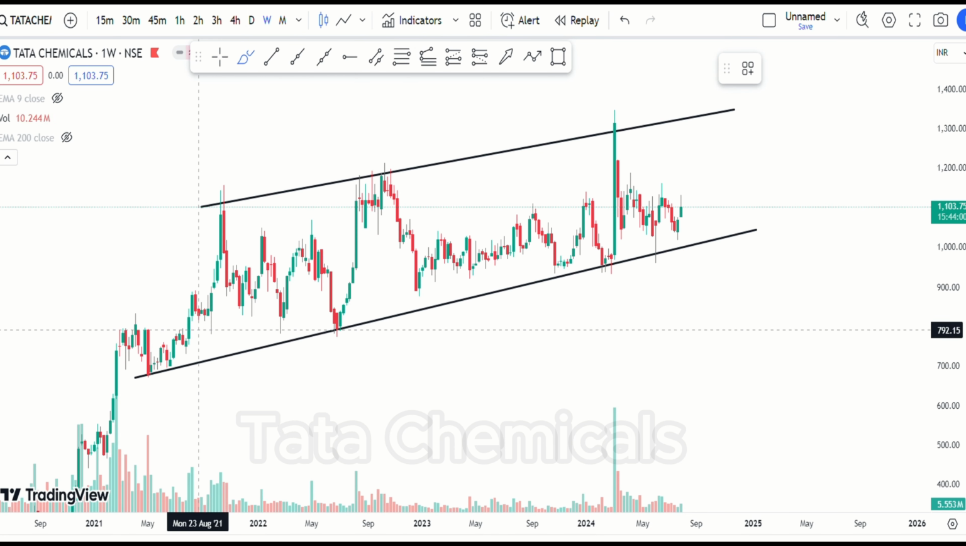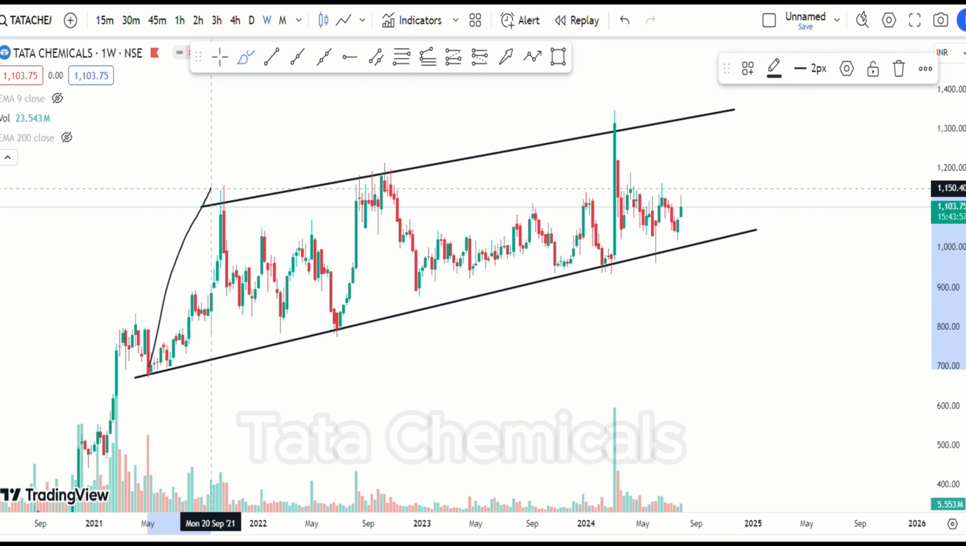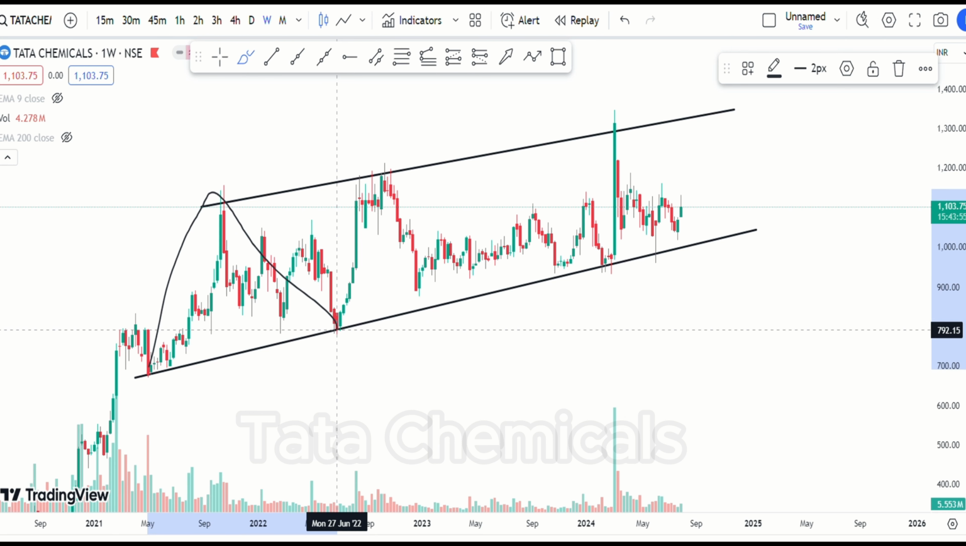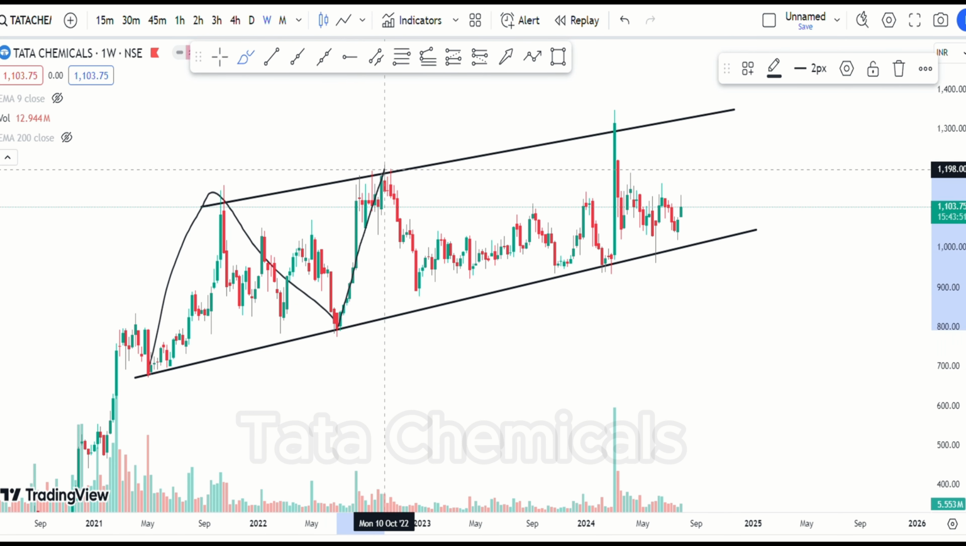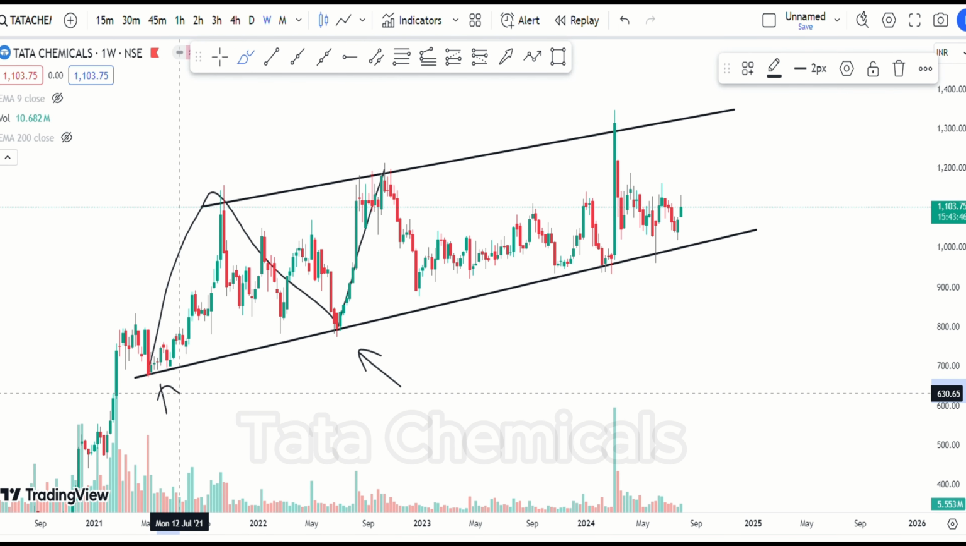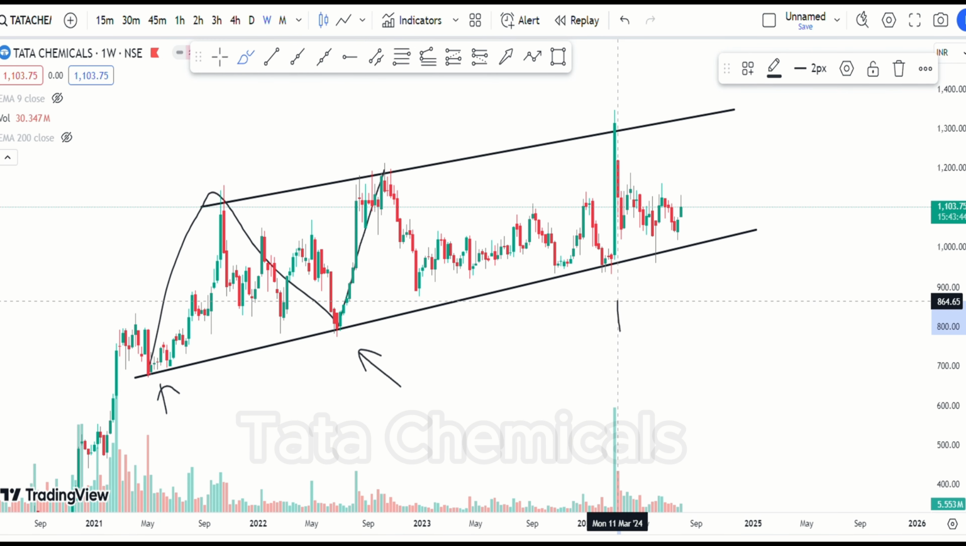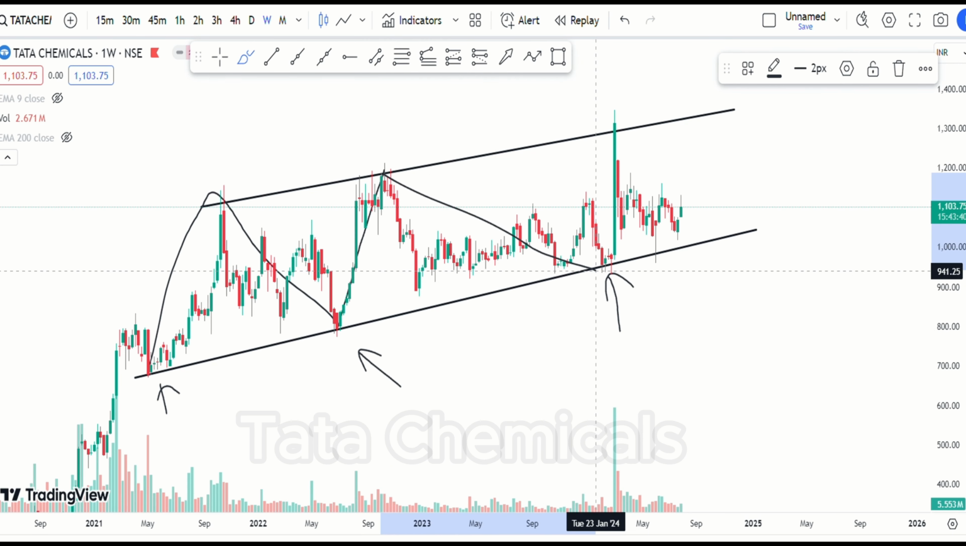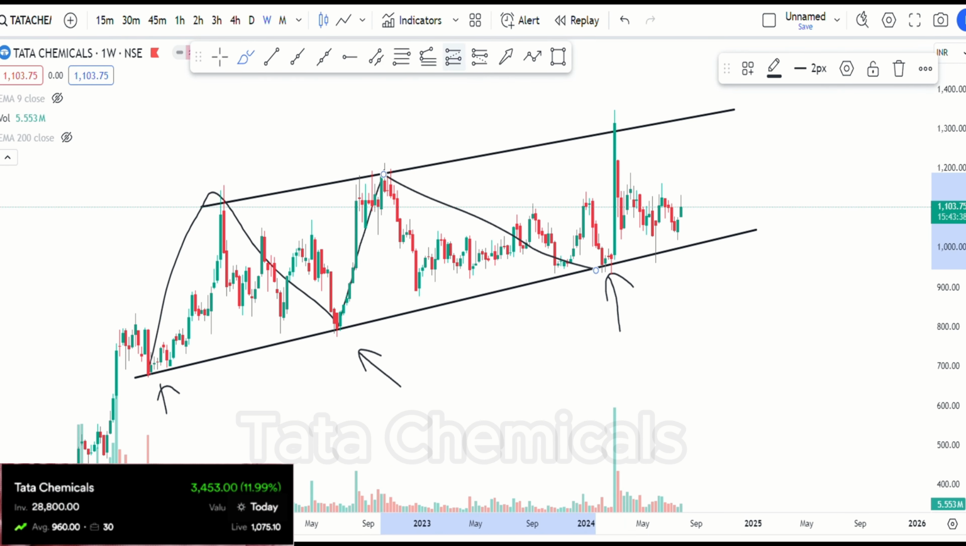So how did I trade this stock? Say this stock went up from here, and the second time when it came to this place, the stock rallied, right? So I put this channel on the downside and waited for the price to touch this place. And when the stock touched this place, I entered it.